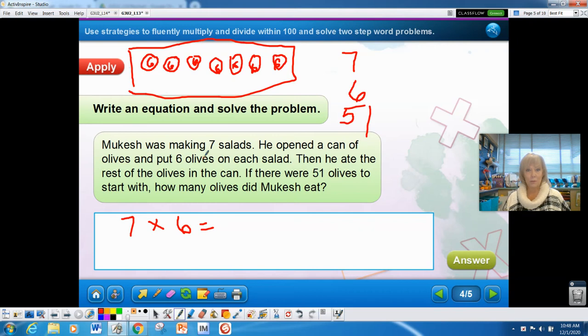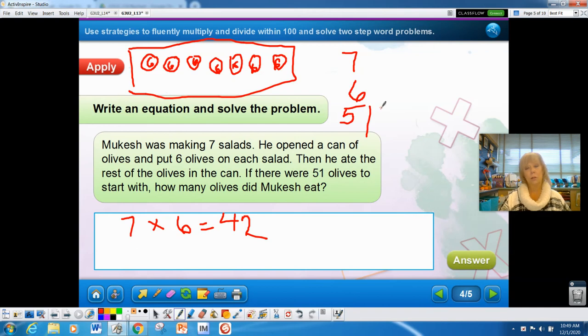Can you remember from your multiplication chart what 7 times 6 is? So we know 6 plus 6 is 12, 18, 24, 30, 36, 42. So 7 times 6 is 42. All right, so that's the first step of our problem. Then what does it say? It says if there were 51 olives to start with, how many olives did Mukesh eat?